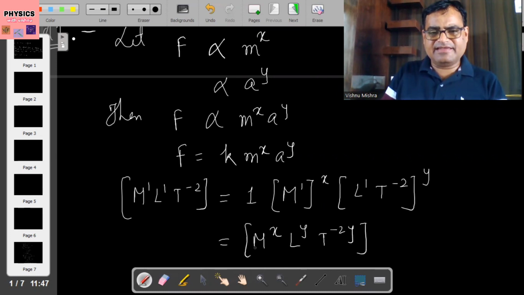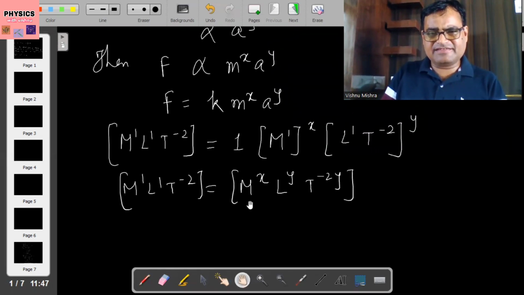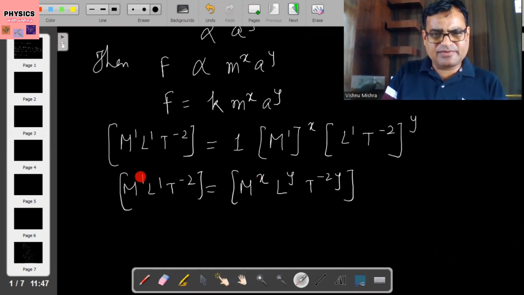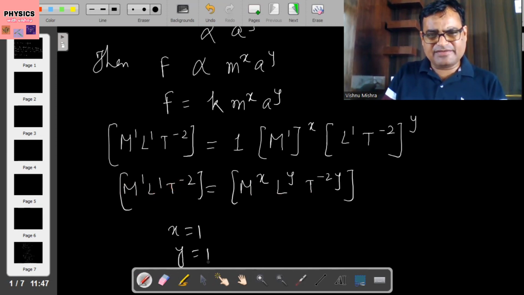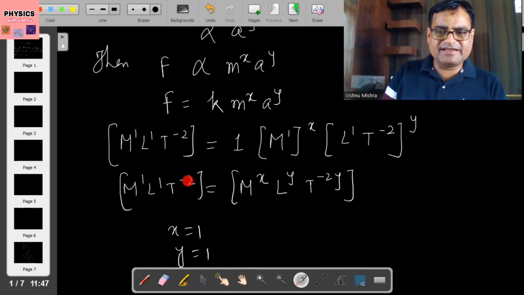Clear? And on the left hand side, this is M1 L1 T minus 2. Now if I equalize this, what will we get? X is equal to 1. Equalize M with M, L with L, T with T. If you equalize L, y is equal to 1. If you equalize T, minus 2y is equal to minus 2, thereby you will get y is equal to 1. Clear? So we are getting x equal to 1, y equal to 1.